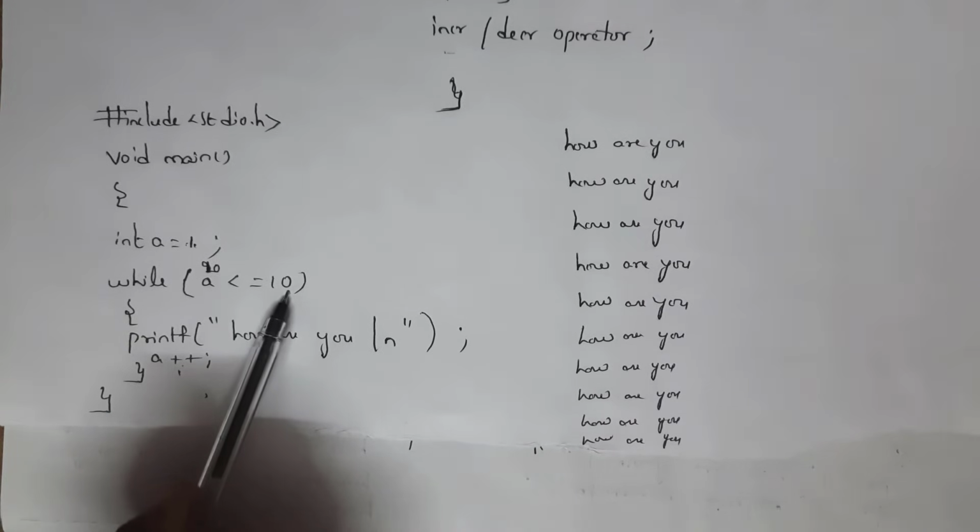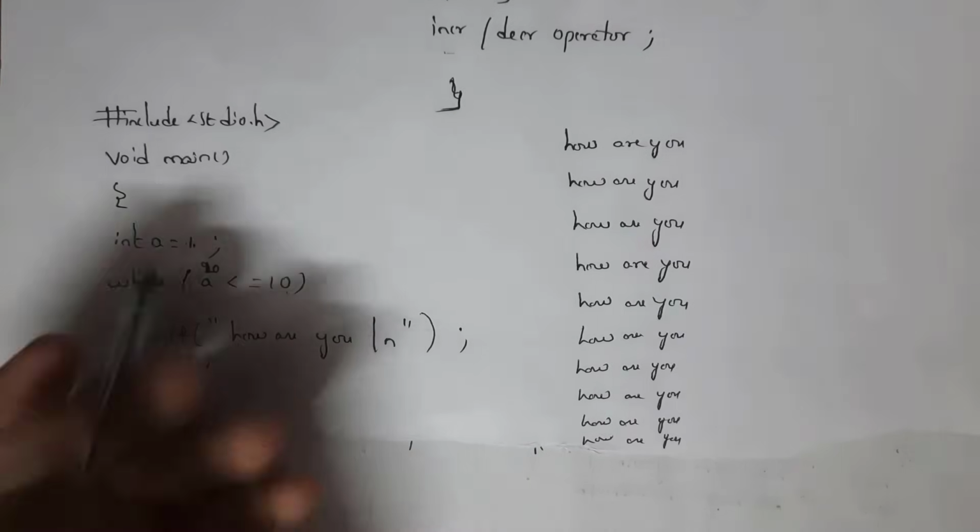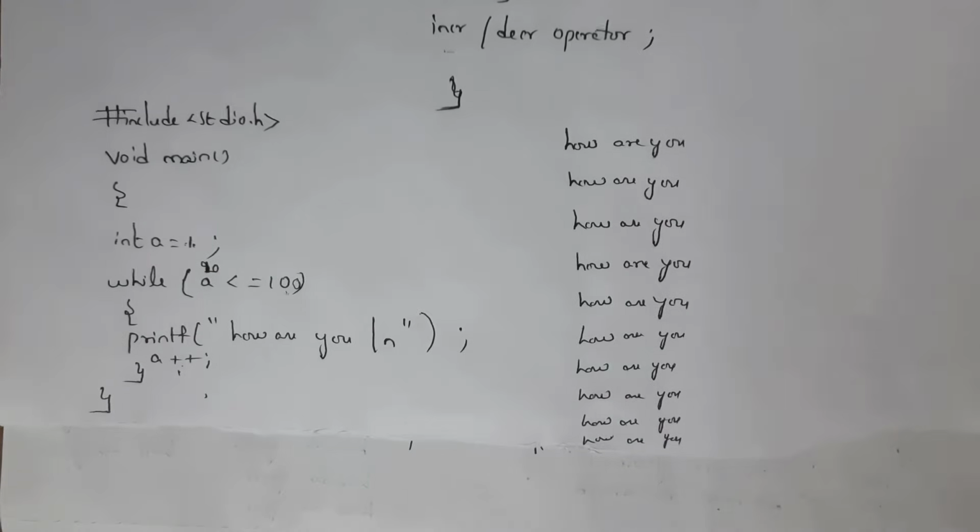For example, if you want to print "how are you" 100 times, just in place of 10 you can give 100 here. So whenever you give it like this, you will get the output "how are you" 100 times.